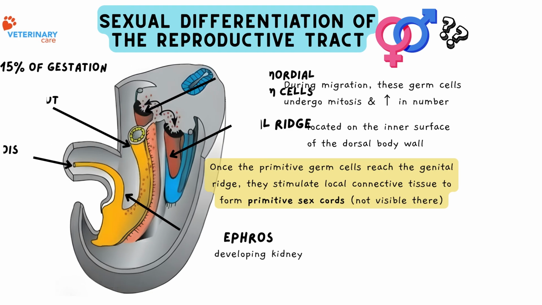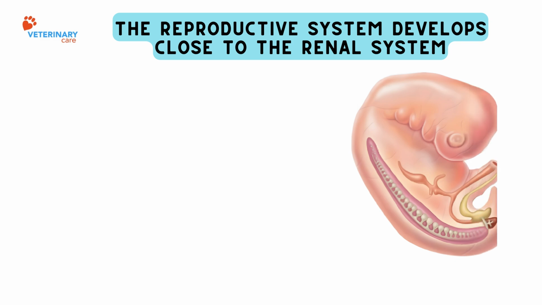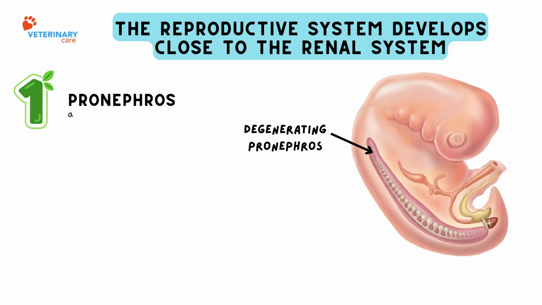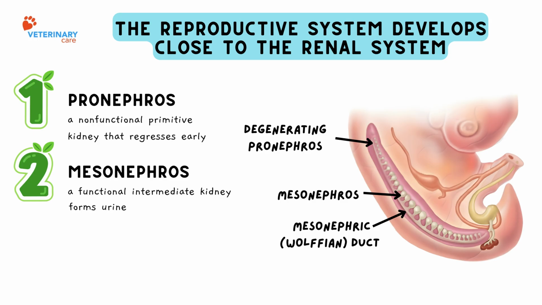The reproductive system develops close to the renal system. The embryo forms three types of kidneys during development. First is the pronephros, a non-functional primitive kidney that regresses early. It is replaced by the mesonephros, a functional intermediate kidney. The mesonephros forms urine, which drains through mesonephric, Wolffian, ducts to outside.